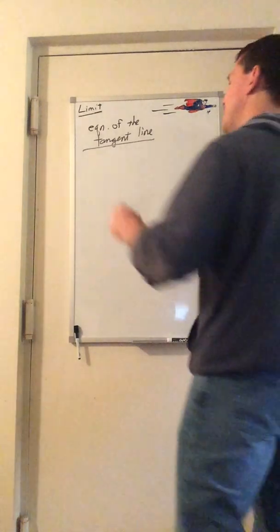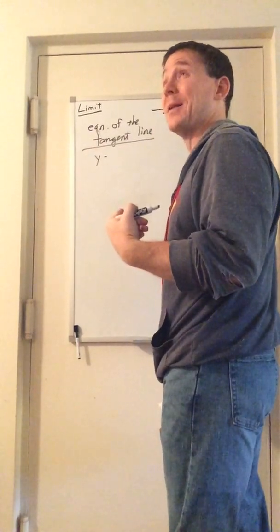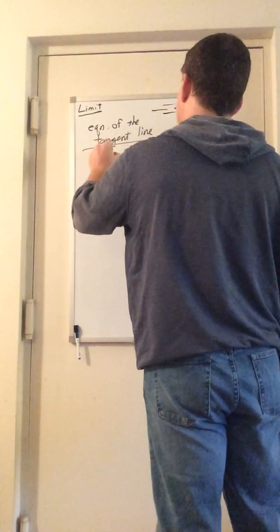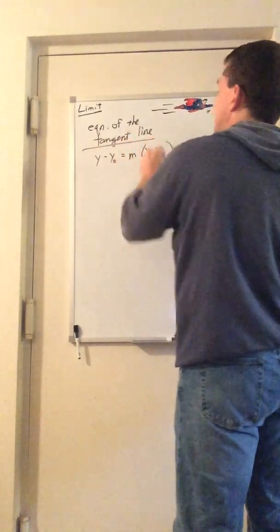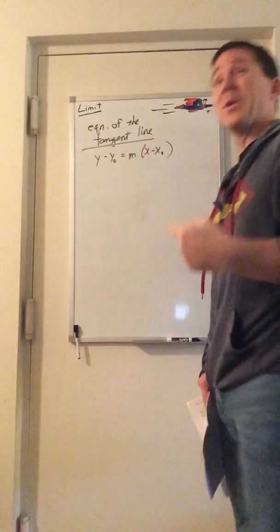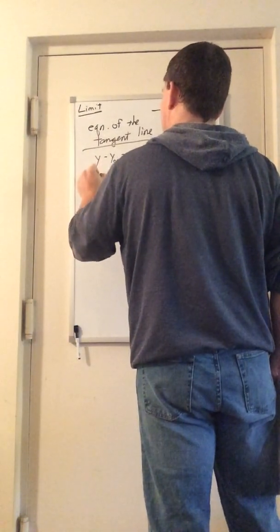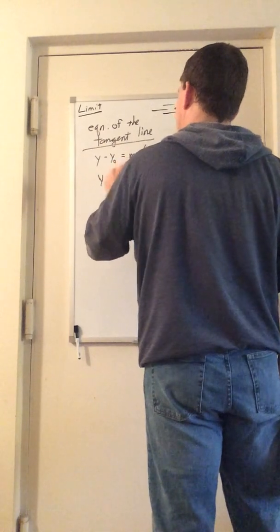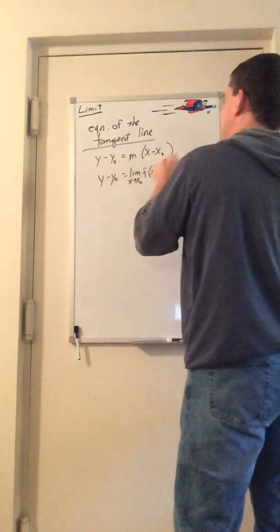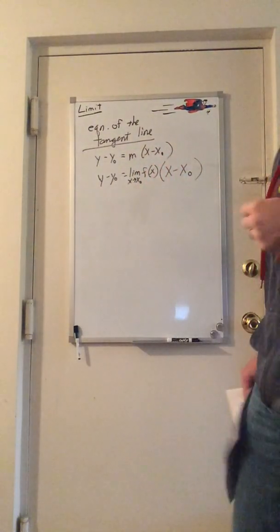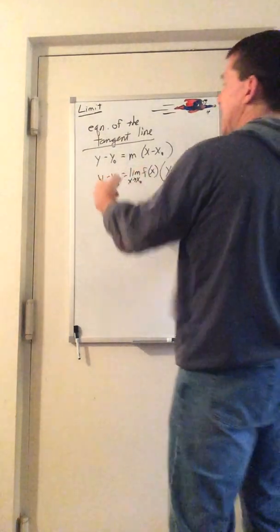we said the equation of the tangent line is y minus, and now here I have to be careful. I want to say y sub 1, because that's what I'm used to, but your book uses y sub 0, I do believe, equals m times x minus x sub 0. But this slope right here, we said, was the limit as x approaches x sub 0 of f of x times x minus x sub 0. But now I can just plug in.